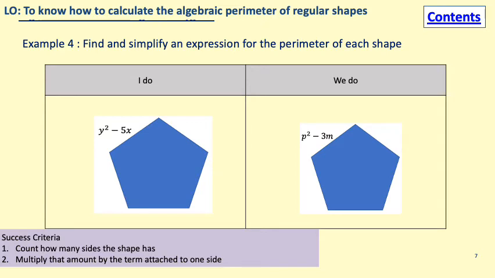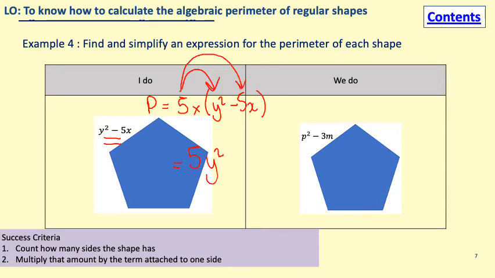Have another one here. So now we have a pentagon, so we have a 5-sided shape. So our perimeter, I'm just going to put P, is going to be equal to 5 times by y squared minus 5x. So now one of our terms is negative. So we're going to have to do 5 times by the y squared. So it's going to give me 5y squared. And then we've got positive 5 times by negative 5x. So positive and a negative are going to give me a negative. 5 times by 5 is going to give me 25. And then I still need to keep the x. So there is our perimeter.